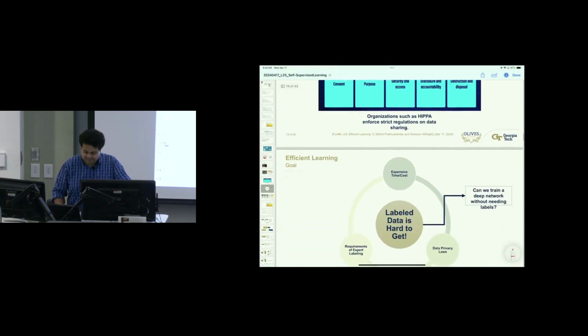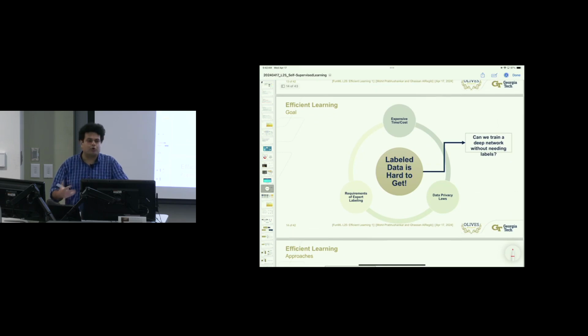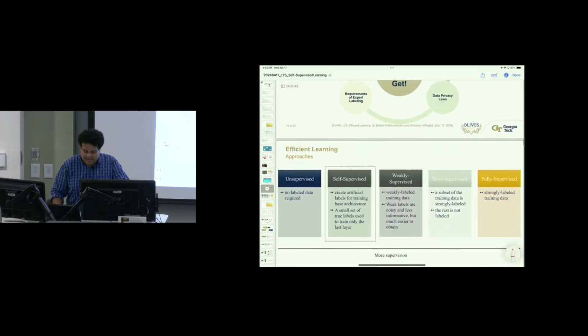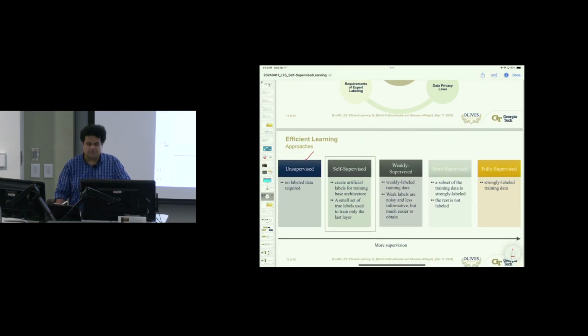This is where the goal now for efficient learning is: can we train a deep network without needing a lot of labeled data, or labels, or data? So in this particular lecture, we'll just discuss the label part. Next lecture, we'll discuss both data and labels combined together in an active learning setting. But for now, the question for us is, can we train a deep network without needing labels, or at least without needing a lot of labels? And the answer till now has been very simple, which is an unsupervised learning algorithm.